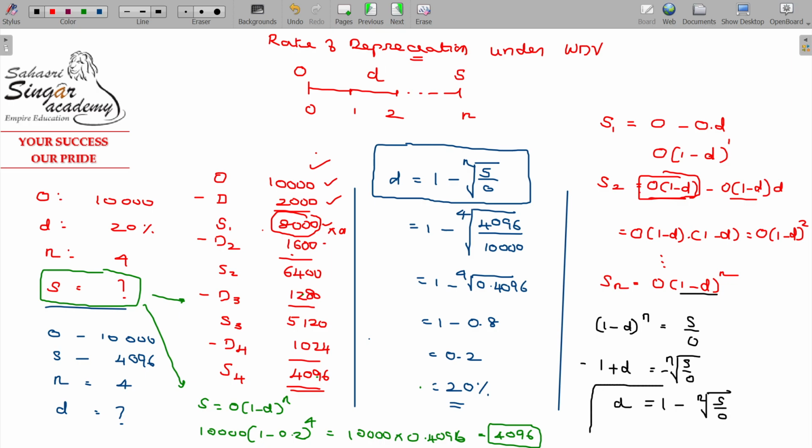It is better to understand the rate of depreciation to be calculated under the WDV method. The formula is: rate of depreciation is equal to 1 minus nth root of scrap value divided by original value. And to calculate the scrap value for any asset depreciated under the WDV model, keep in mind the formula: scrap value is equal to original value into 1 minus D to the power n. So these are the two formulae that will be most useful for the calculations of rate of depreciation. Come on, finish copying this.